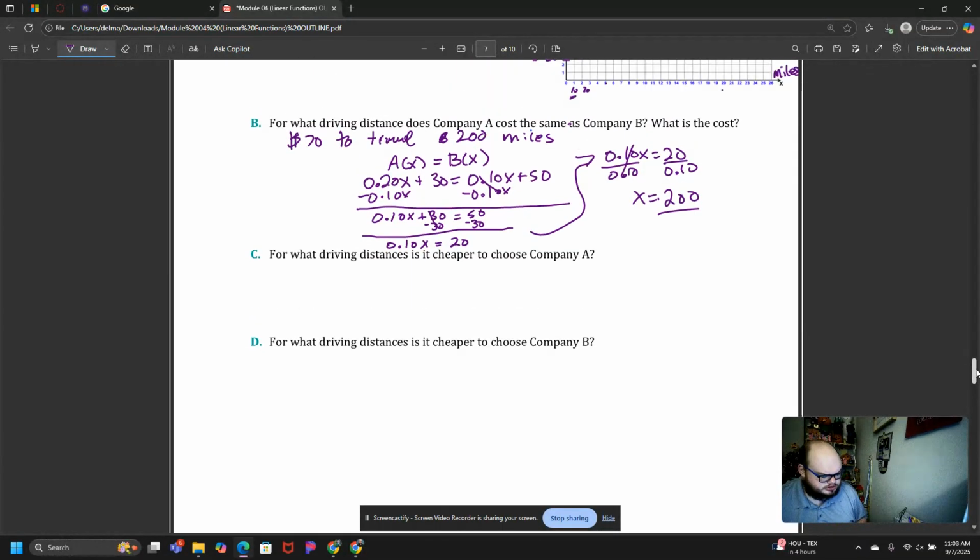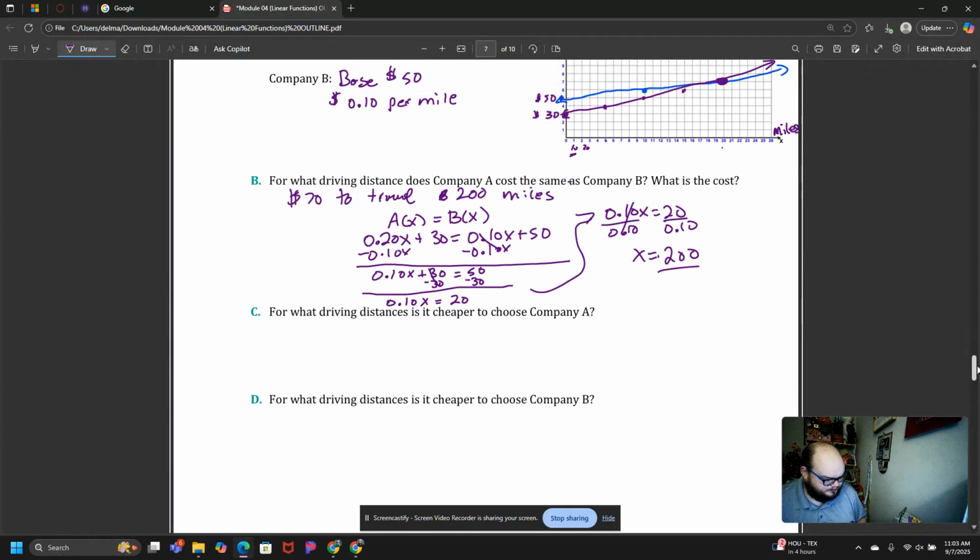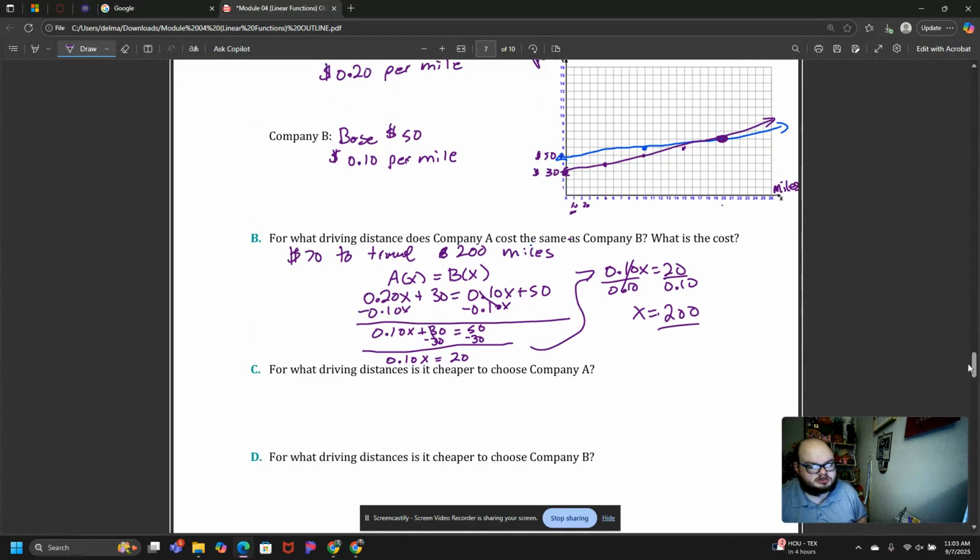So it's cheaper to choose company A up until 200 miles, because you can see it's underneath company B. So between 0 and 200 miles, it's cheaper to choose company A, because they're always less per our graph. But then you notice that company A starts to be more expensive once you hit that even point where they're equal. So beyond 200 miles, it's cheaper to use company B.